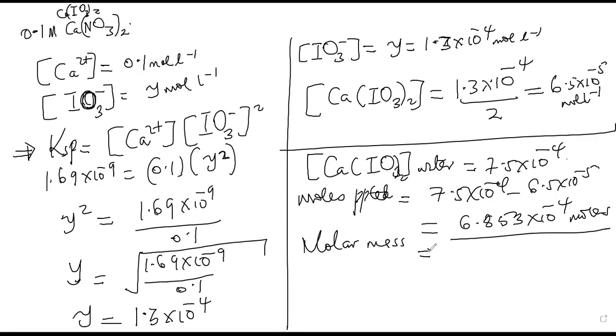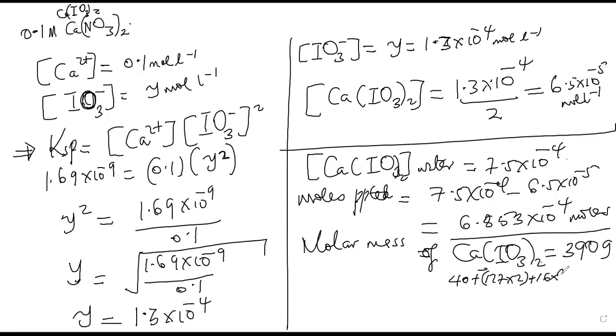The molar mass of calcium iodate is 390 grams. Calcium is 40. You substitute for each atomic mass, okay? And then we calculate, because iodine is 127, so you have calcium 40 plus iodine 127 times 2, because there are 2 atoms of iodine, then plus 16 times 6. So it will give you 390.